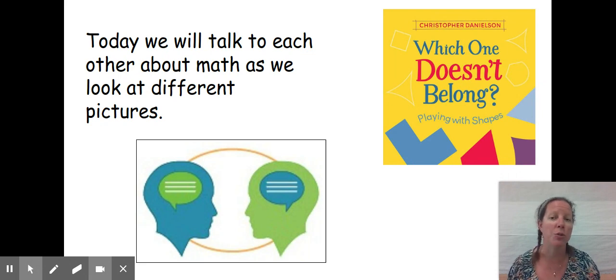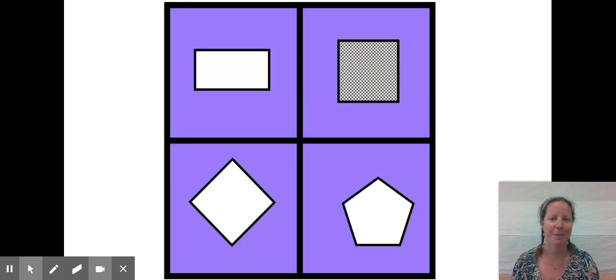Today, we will talk to each other about math as we look at different pictures. And this activity comes from the book, Which One Doesn't Belong? Playing with Shapes. All right, so here is a picture that actually has 4 different shapes inside of it. And here's the question. Which one of these shapes doesn't belong with the others? So there's something that's different about one of the shapes that all the others have.